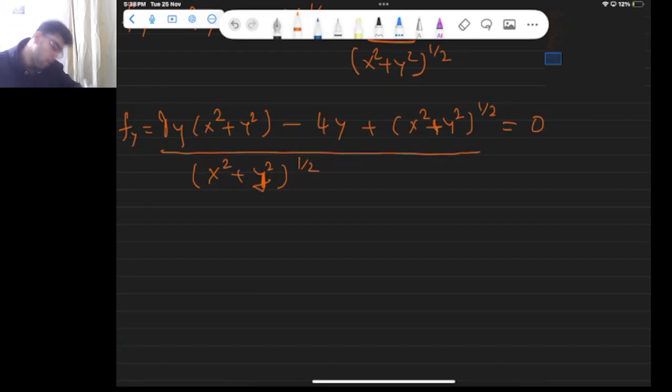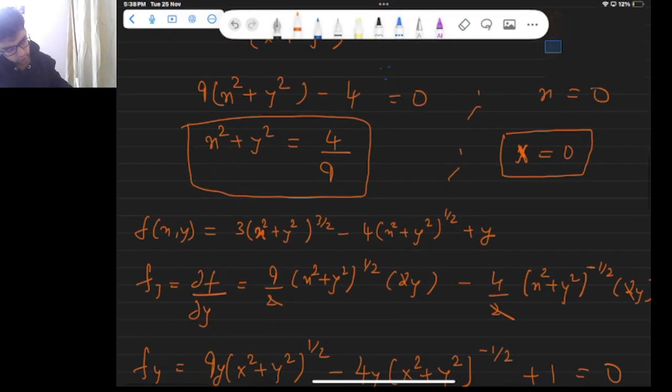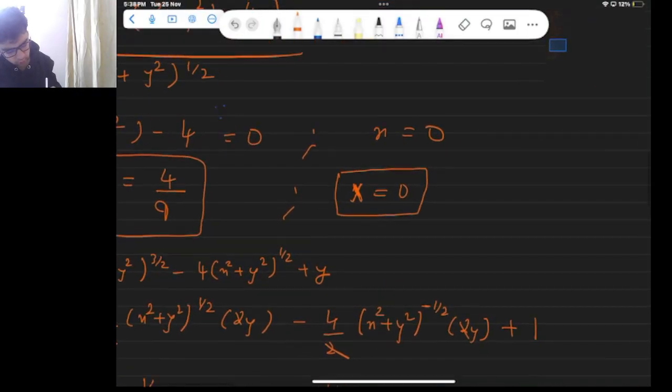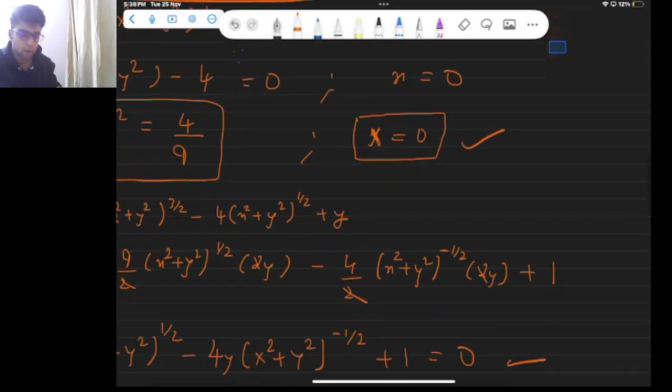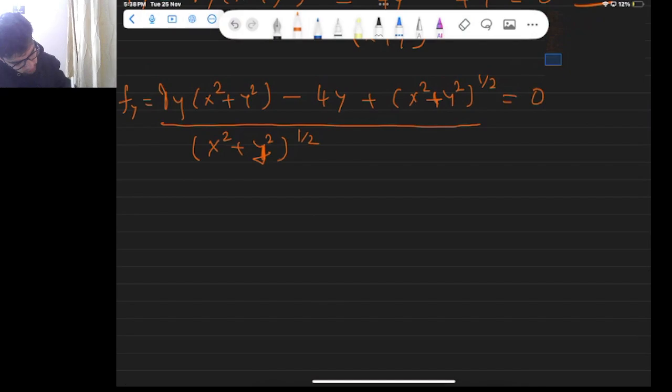Now I already have two expressions that I found from my previous equation when I equated my partial derivative with respect to x to 0, right? These two expressions were x square plus y square is equal to 4 by 9 and x is equal to 0. So now I'll be creating two cases. The first case will be where x square plus y square is equal to 4 by 9. So case 1: x square plus y square is equal to 4 by 9.